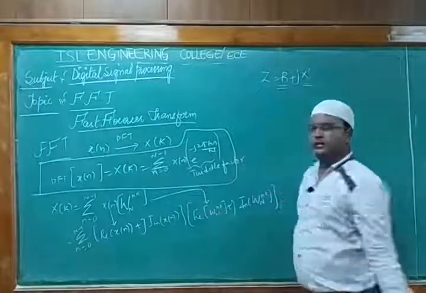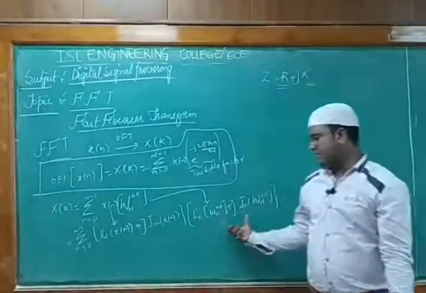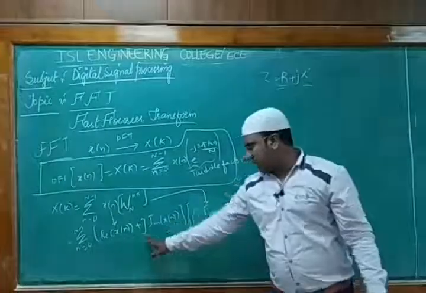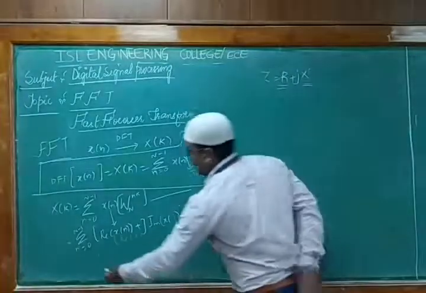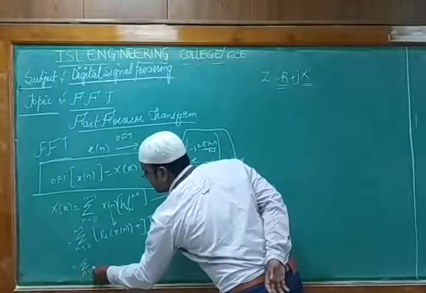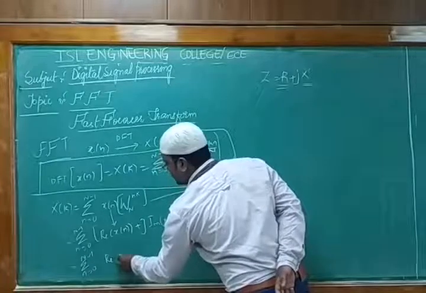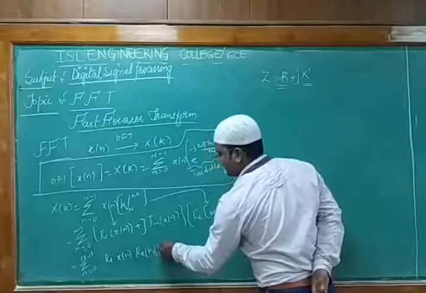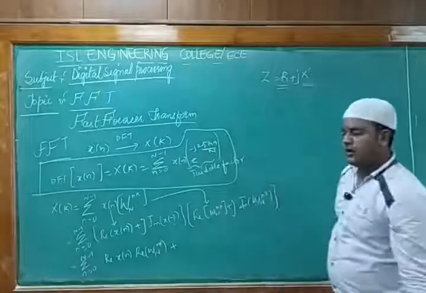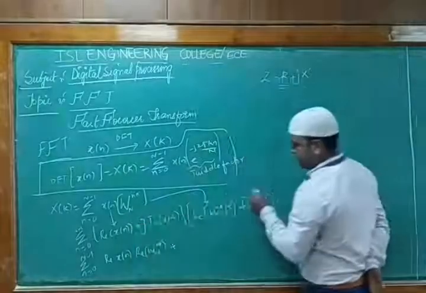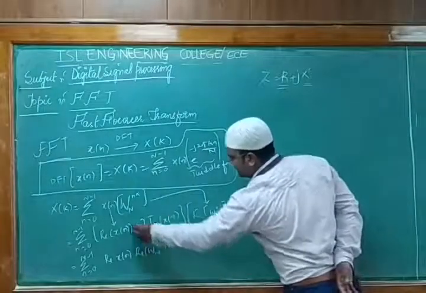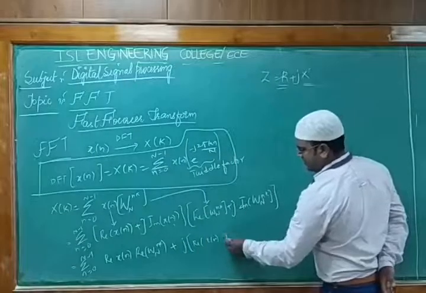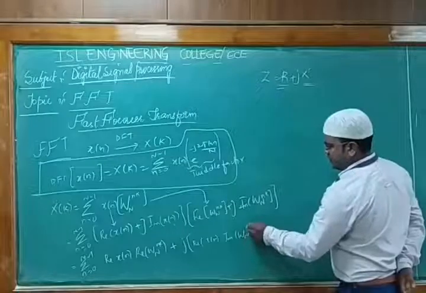This sequence I am writing in this way. The first one I have kept as it is. For the second one I have written like this. Now what I need to do? I need to just multiply the first real part with the real part. What I'll get is summation n equals 0 to N minus 1, real of x of n into real of Wn of nk, plus I'll multiply this with the second one. What I'll get? J I'll take common, I'll write real of x of n into imaginary of Wn of nk.